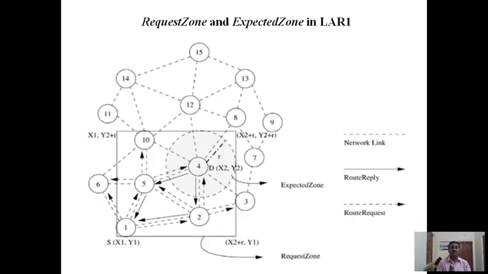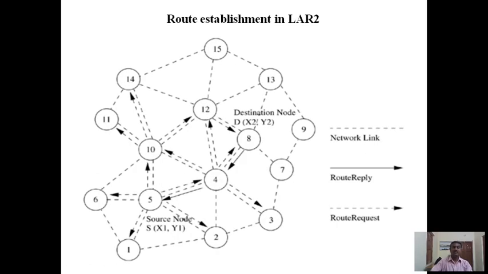So this is nothing but the request zone and the expected zone. From where we are requesting comes under the request zone, and to whom we are sending the data, the destination area, comes under the expected zone in the location aided routing concept. This is how we are establishing the routes in location aided routing.